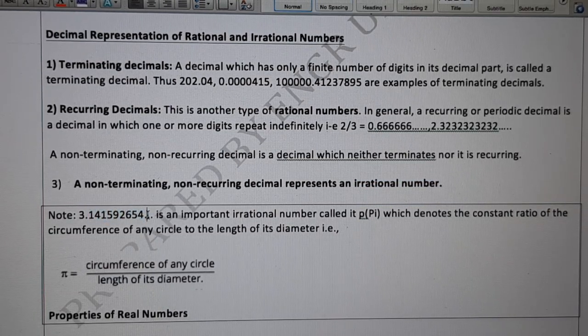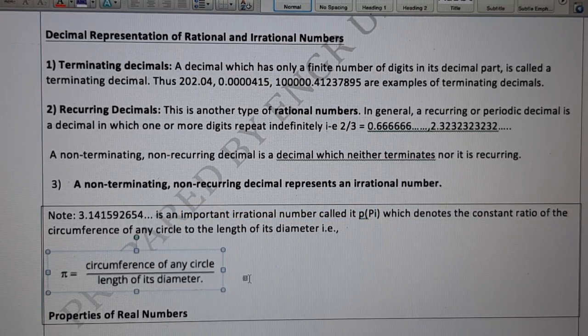3.141592654. The first point is that the numbers are not repeating, they are different. The second thing is that they are continued, so they are non-terminating. The dot shows non-terminating, and from these digits you can say that the digits after the decimal are non-recurring. So that is an important irrational number, called pi. And what is pi? Basically pi is the ratio of the circumference of any circle to the length of its diameter.